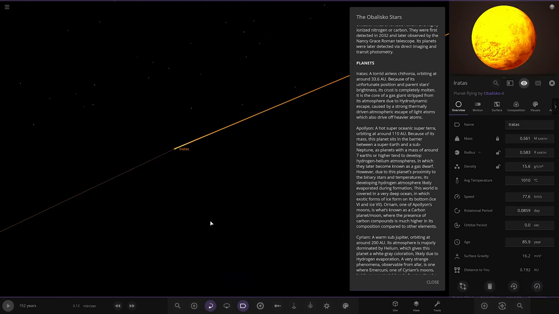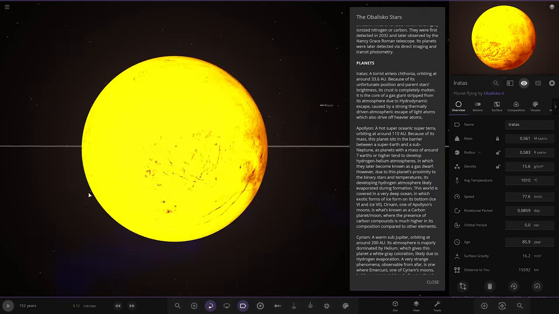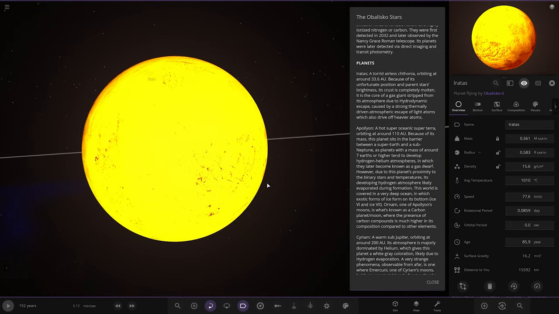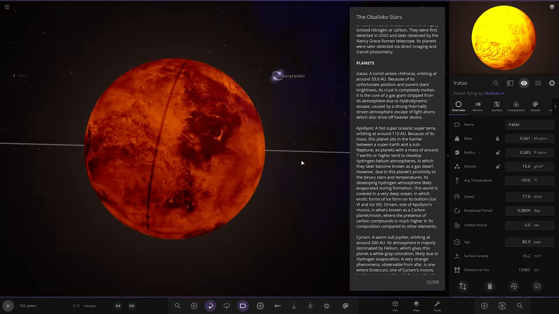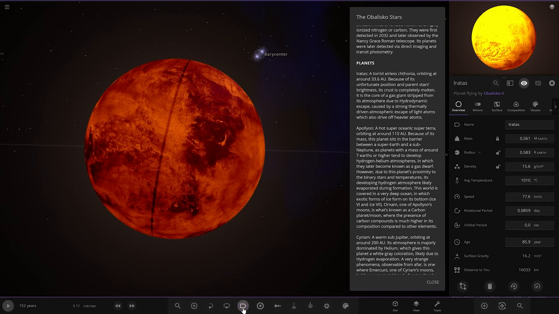That is a very, very shiny... Whoa, that's very glowy. Oh, I do like that. That's pretty cool. Cool, cool. Okay. Iratus. A torrid airless Chthonia, orbiting at around 33.6 AU. Because of the unfortunate position of the parent star's brightness, its crust is completely molten. It is the core of a gas giant stripped from its atmosphere due to hydrodynamic escape caused by the strong, thermally driven atmospheric escape of light atoms, which also drive off heavier atoms. Pretty cool. So formerly a gas giant, now it's just left with a core, pretty much, of a gas giant. The rock inside. And there's the two binary stars in view there. Looking pretty cool.